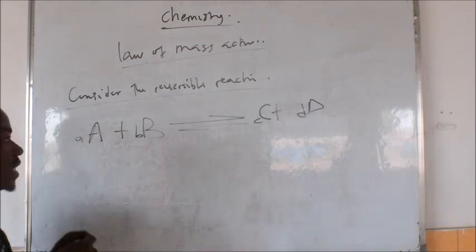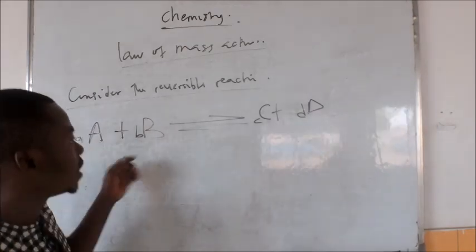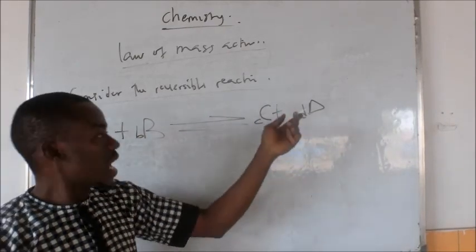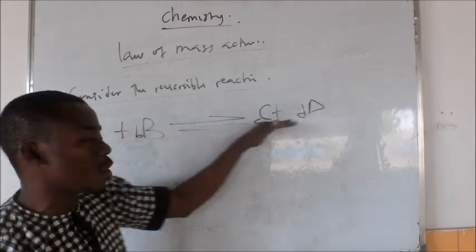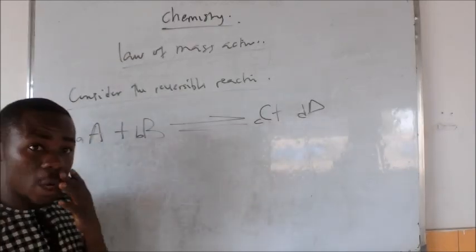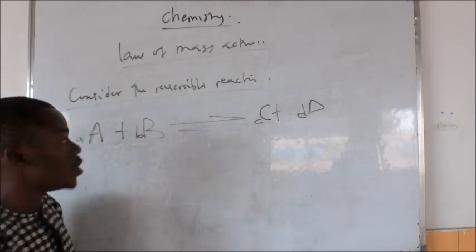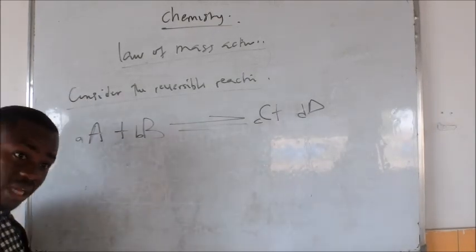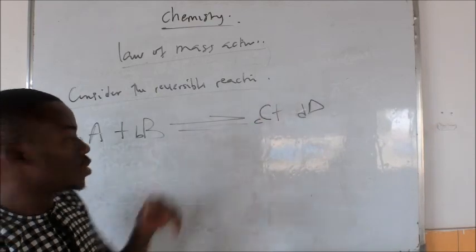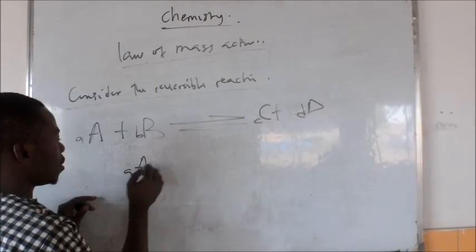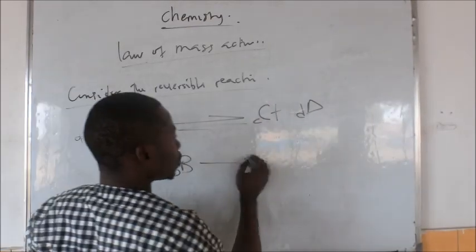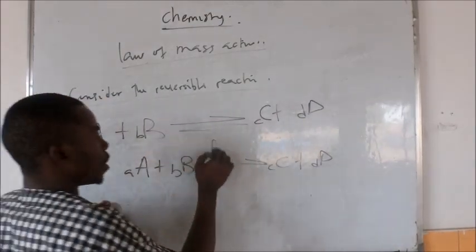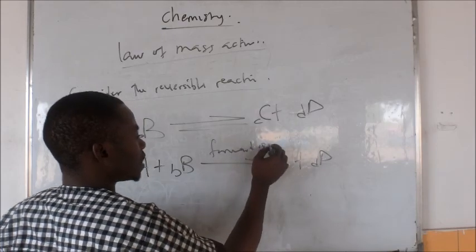If you look at this, you agree with me that this is a reversible reaction, meaning this is going like this and this is going like this. This is the forward reaction and this is the backward reaction. So you can split this reaction into two. For the forward reaction, A plus B gives C plus D.